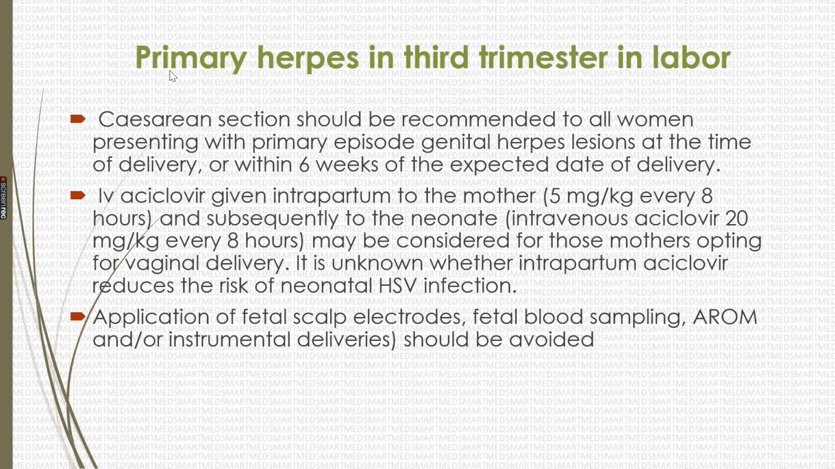IV acyclovir 5 milligram per kg every 8 hours is given intrapartum to the mother and subsequently to the neonate. IV acyclovir may be considered for those mothers opting for vaginal delivery. It is unknown whether intrapartum acyclovir reduces the risk of neonatal HSV infection.